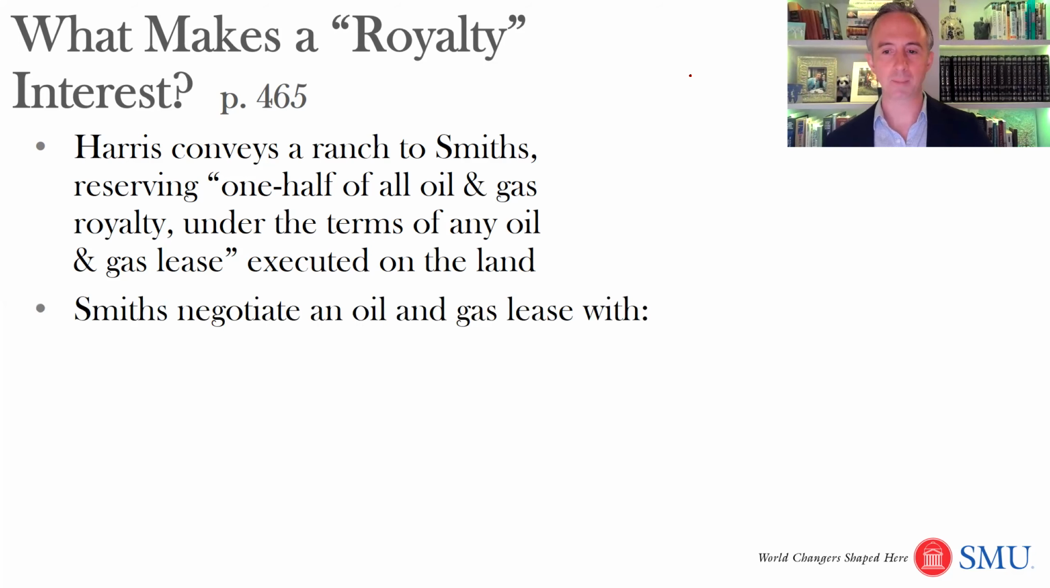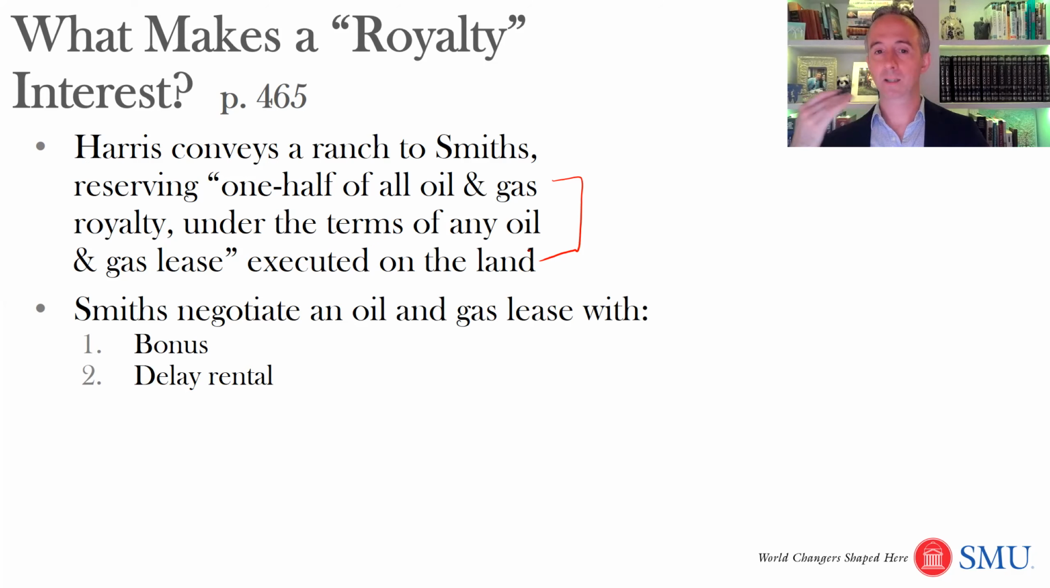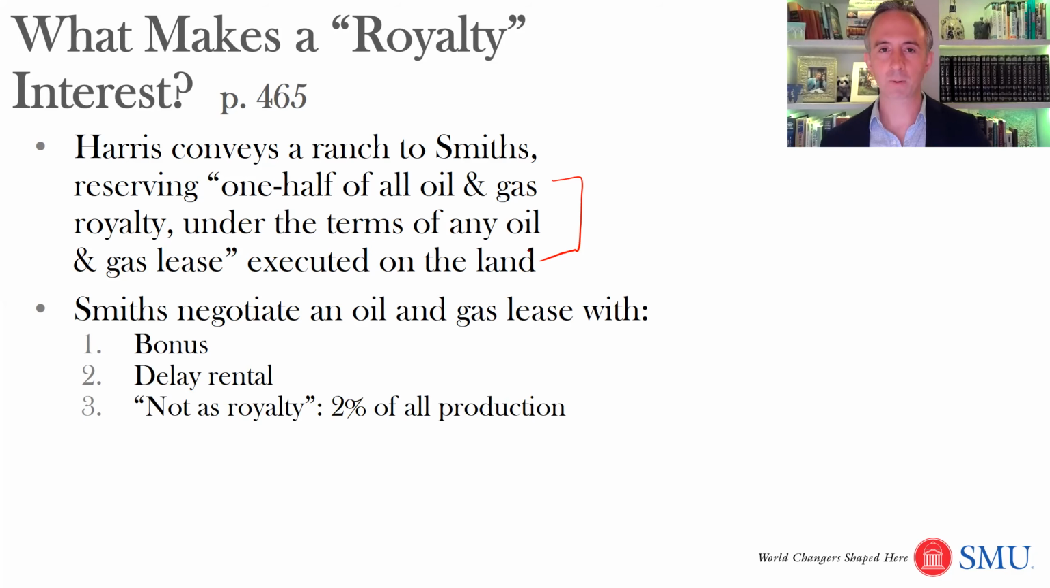Okay, now here's where it gets complicated. The Smiths go ahead, Harris was right, there was oil and gas in this land. The Smiths go ahead and negotiate an oil lease, and it comes with a bonus. Okay, does Harris get that? No, Harris does not get that because remember, that's not the royalty. And what Harris has bargained for is 1/2 of all oil and gas royalty. Bonus is not royalty, so Harris doesn't get half of that. There's a delay rental. Does Harris get that? Again, no, that's not a royalty. Harris doesn't get it. Okay, now here's where it gets complicated.